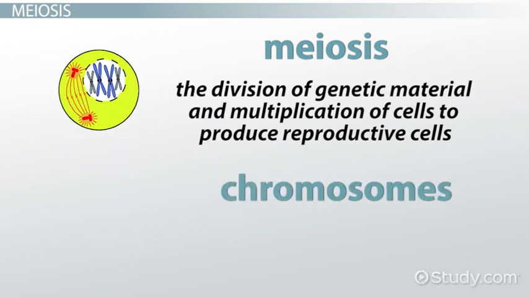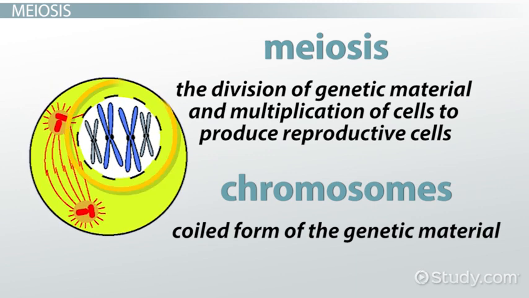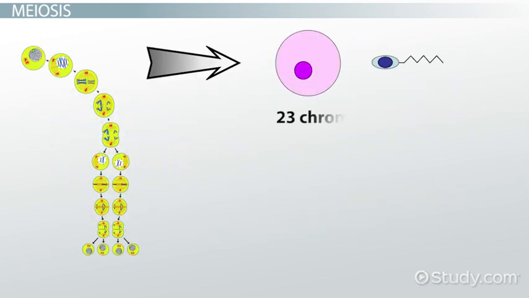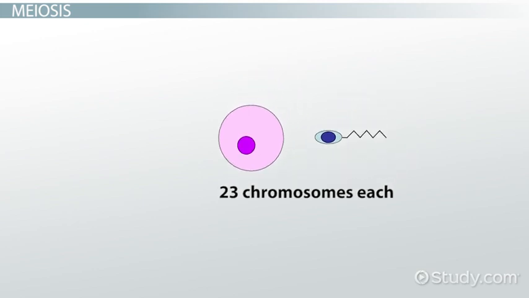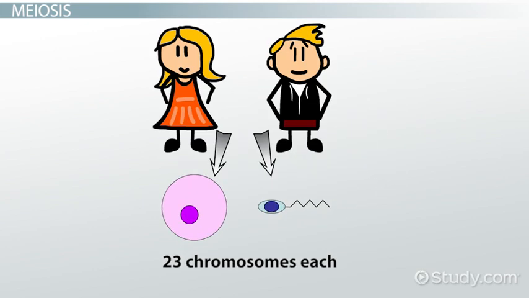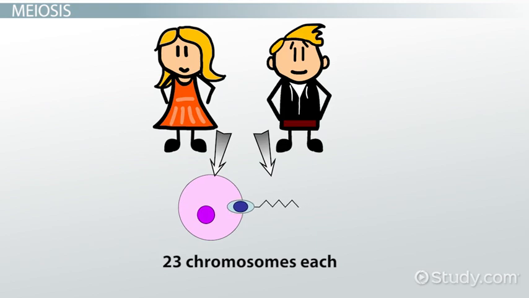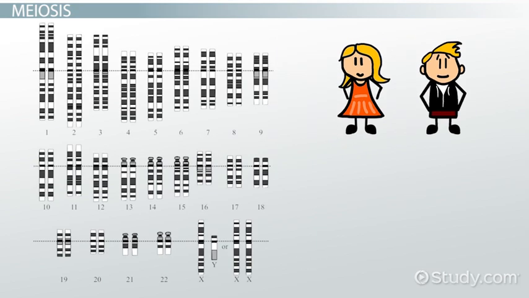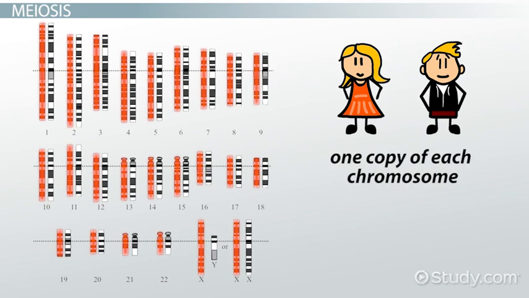Chromosomes are the coiled form of the genetic material that is visible when cells are ready to multiply. Meiosis creates reproductive cells that have 23 chromosomes. When we are created, a reproductive cell from each parent joins together and contributes its 23 chromosomes. All of our cells end up with a set of 23 chromosomes that contains one copy of each chromosome from our moms and one from our dads.